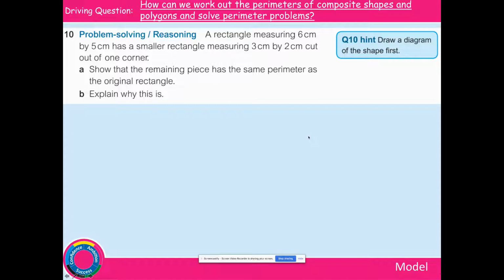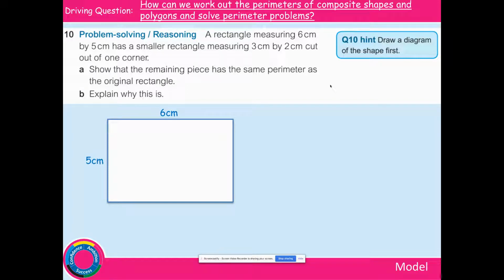Okay, so we're going to draw a diagram of the shape. Now, can you remember when you're drawing shapes, please use a ruler and one sharp pencil so you get a nice crisp line. Okay, so here's my rectangle. The original size was 6 centimeters by 5 centimeters. A smaller rectangle measuring 3 centimeters by 2 centimeters cut out of one corner. Right, okay, let's just find the perimeter of this first shape. We've got 6 add 5 times 2 would be 22 centimeters.